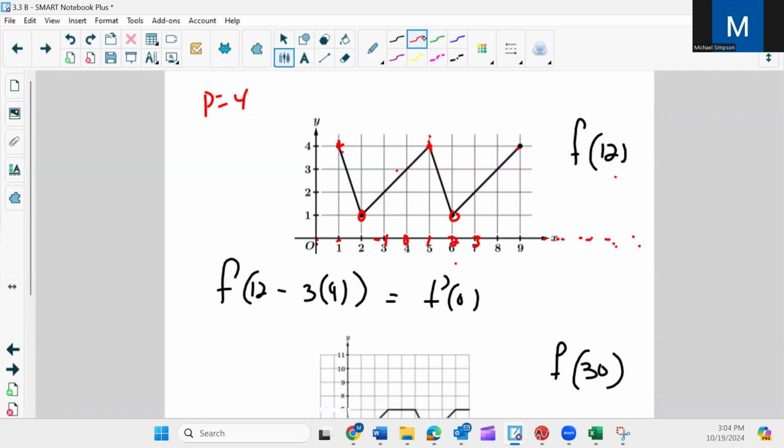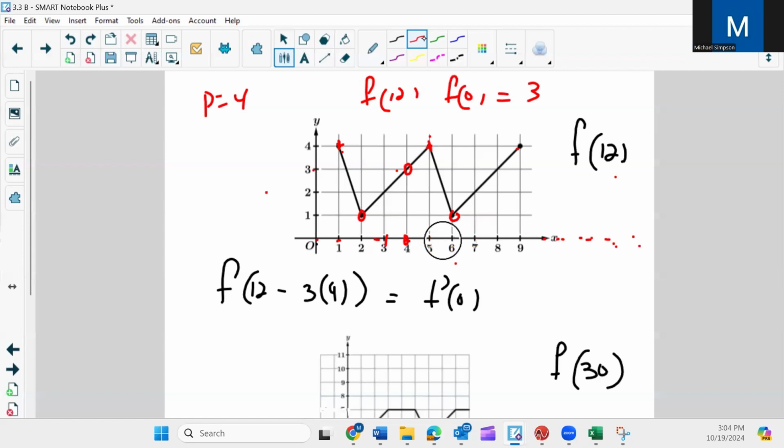So if I say this is 1, then this point is 0. If I go up, the y value at 0 is 3. So at 0, even though it's not showing on the graph, the output is 3. So f of 12 is the same as f of 0, which is equal to 3.